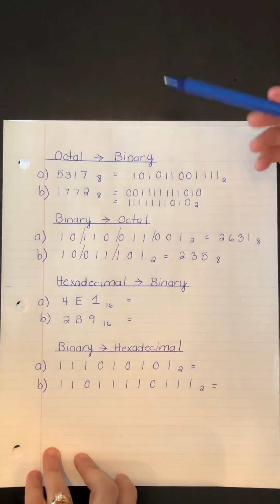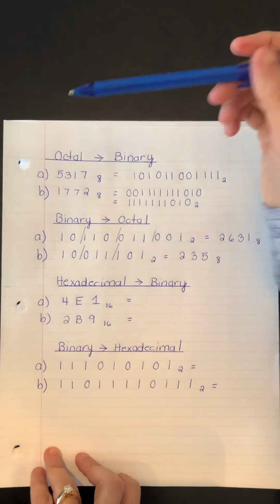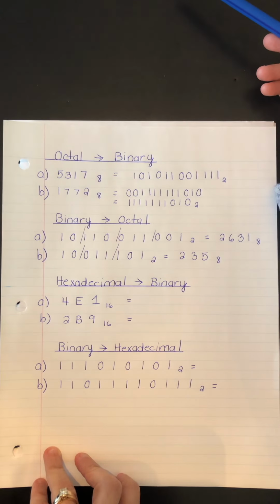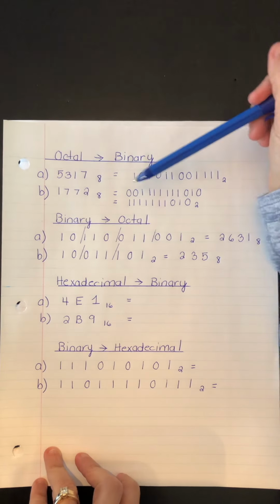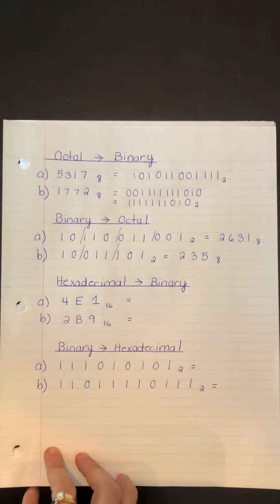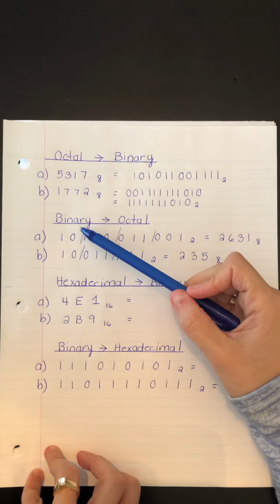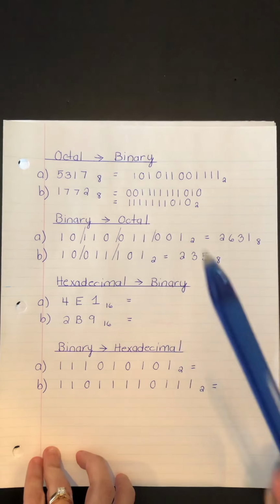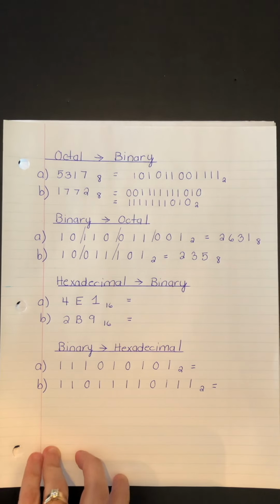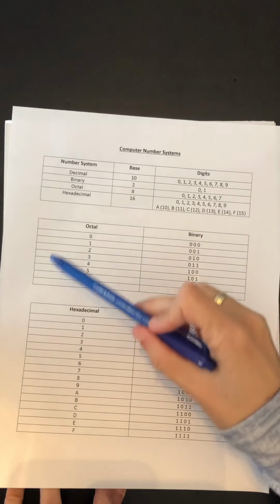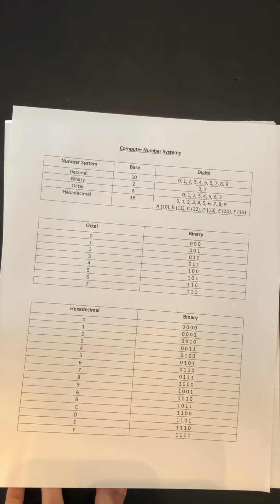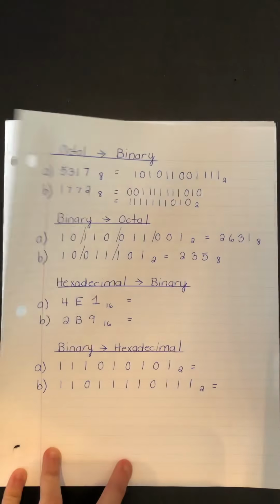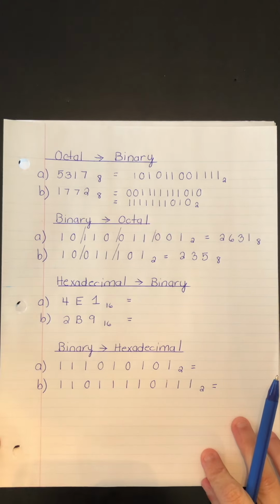Okay, so what this does, this saves you from first converting from octal to decimal, and then from decimal to binary. And again here, the chart is saving us from first converting from binary to decimal, and then from decimal to octal. So if we use this first chart, we can perform those conversions directly. Okay, let's do these ones as well.